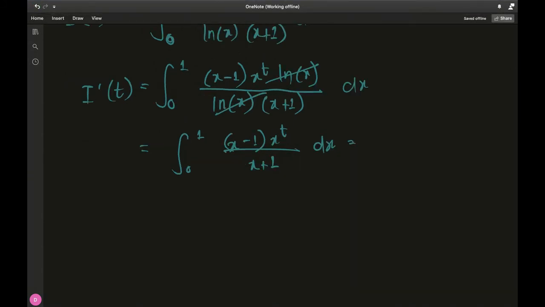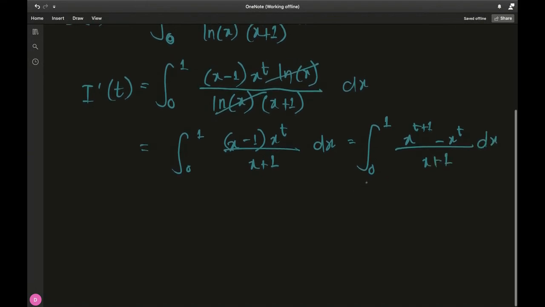So at this point, I'm going to distribute the x to the t with the term in the bracket. So we have integral from 0 to 1 of x to the t plus 1 minus x to the t divided by x plus 1 dx. And noticing the bounds of integration are from 0 to 1, and having a denominator as 1 plus something or 1 minus something, we can look at implementing the geometric series. So I'm just going to rewrite this as x to the t plus 1 minus x to the t divided by 1 minus negative x dx.